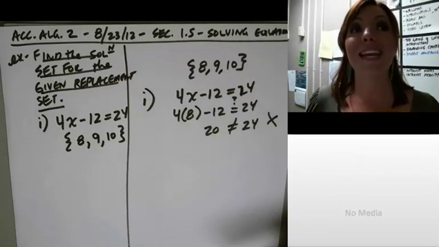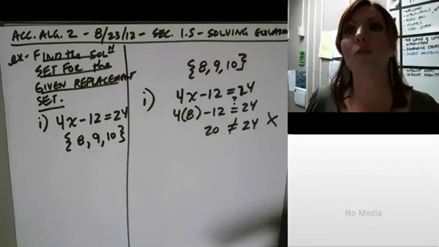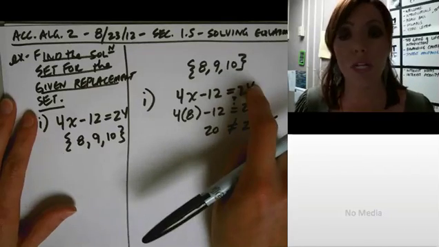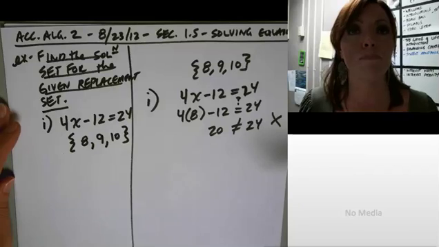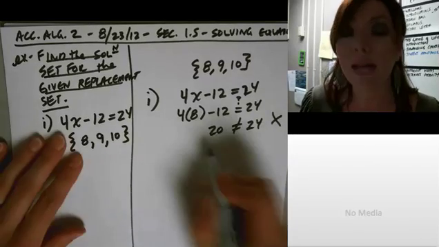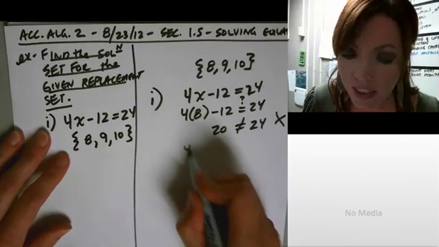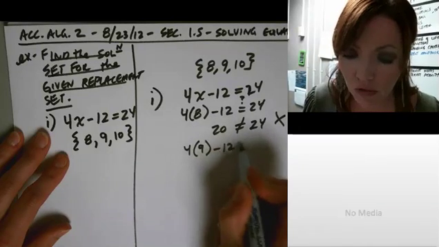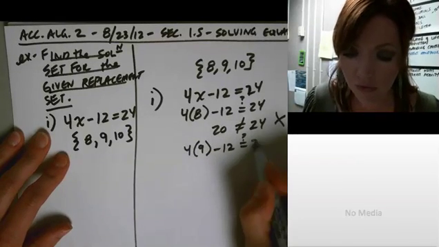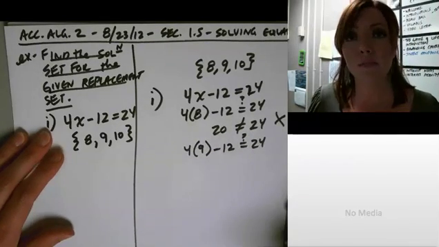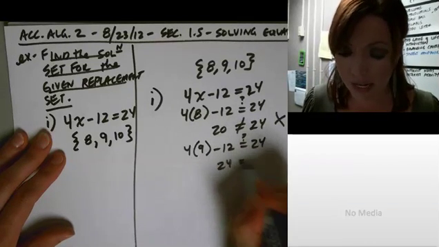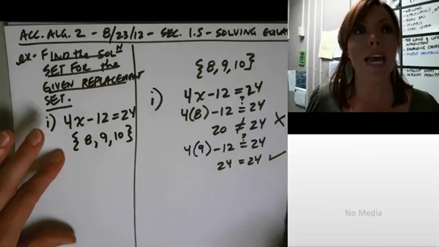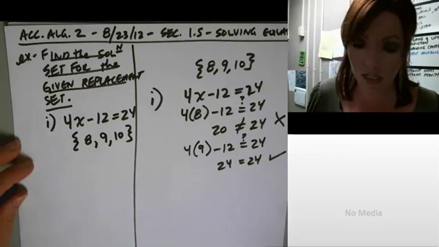All right, who can tell me the next thing that we would do? If we want to see if all three of these work. We know now that 8 doesn't, so what would we do next? 9. Try 9. Good. Okay, that's logical. That makes sense. Okay, so 4 times 9 minus 12, we want to see, does that equal 24? Does it? Good. So 36 minus 12 is 24. That equals 24. So 9 is a solution of this equation.